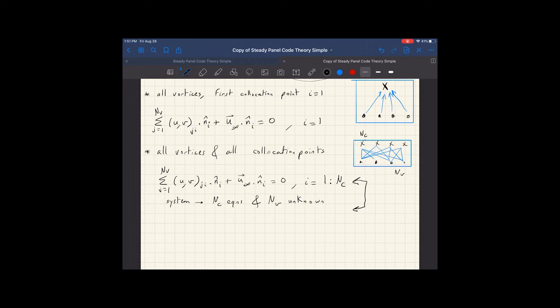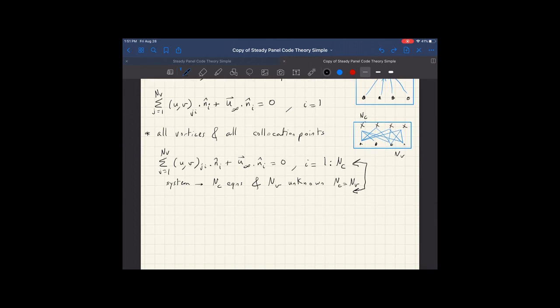So this equation system is only well defined if NC is equal to NV. If NC is bigger, that means you have more equations than unknowns. You have an overdefined system. And if NV, the number of vortices, is more, you have more unknowns than equations, so you have an underdefined system. So that's why we need to have equal numbers of control points and bound vortices.